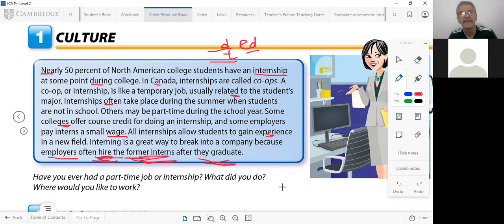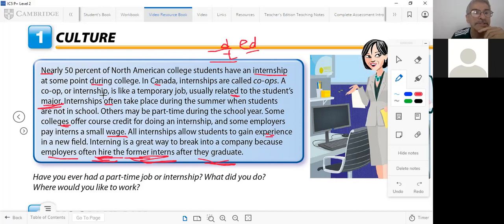And what is major? It's like... When you say major, you mean this one? Yes. Major, observe that this is a condition of the internship. You observe the whole idea.